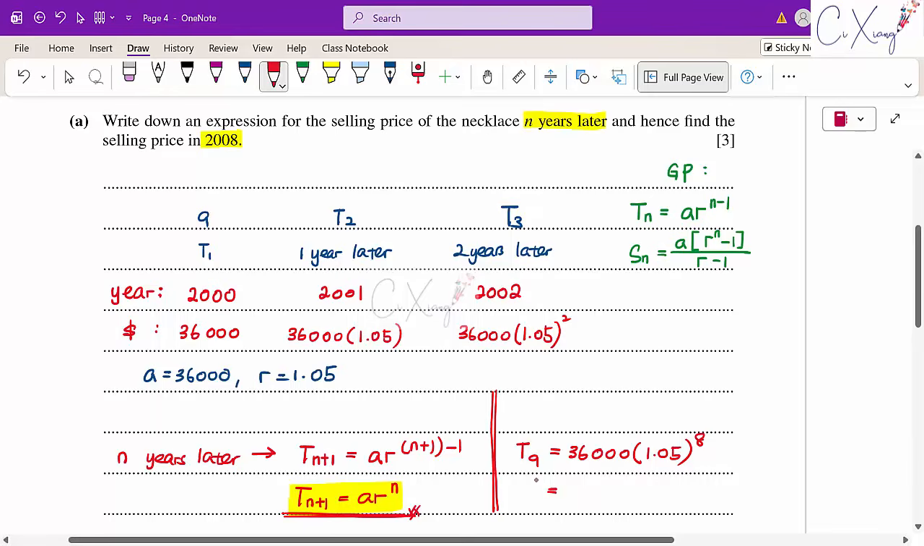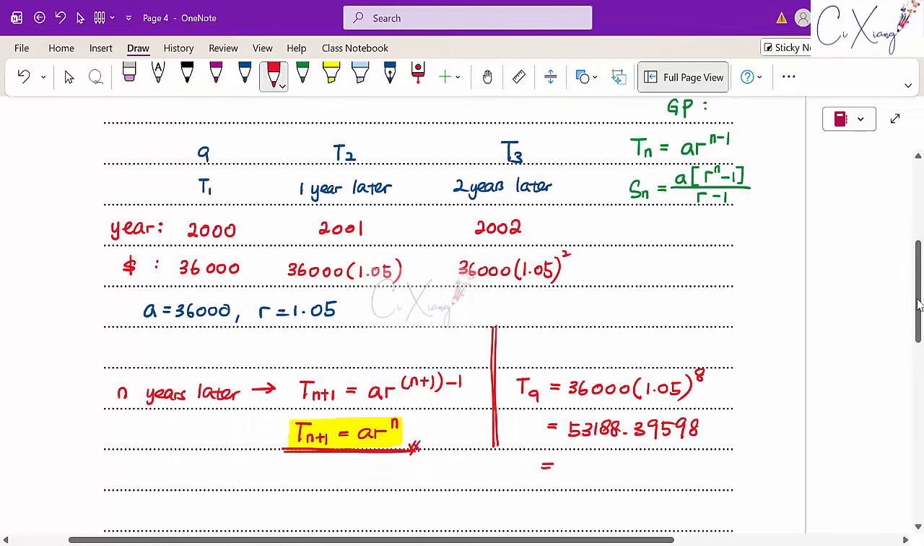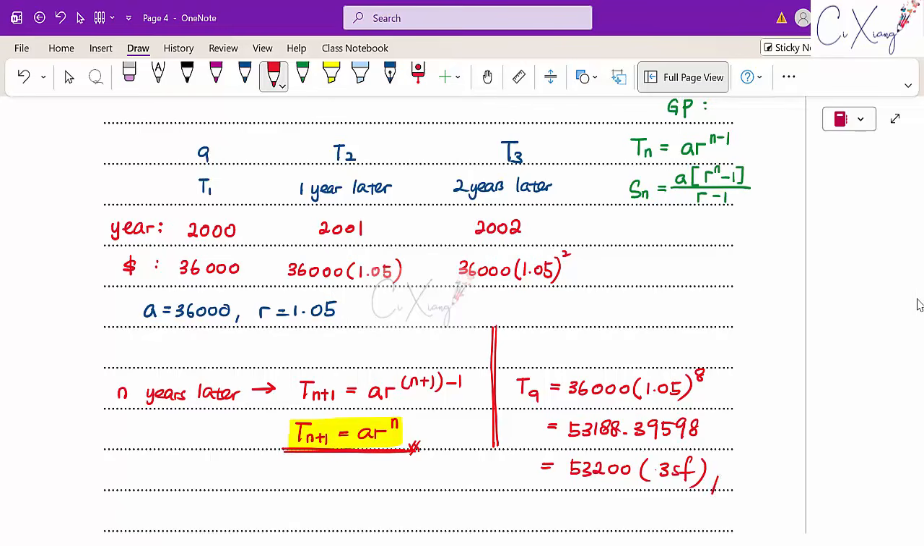All right, and what do I have here? If you press the calculator, you are getting a long answer. And of course, we would like to cut it short into three significant figures, where it should be 53200, correct to three significant figures.